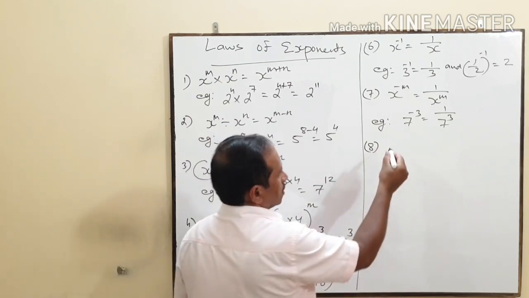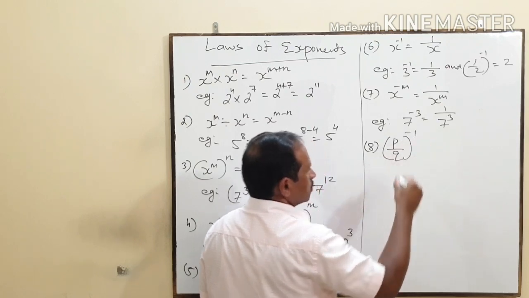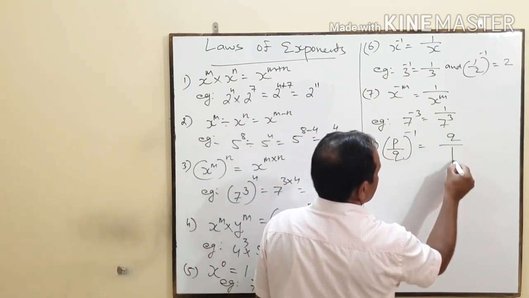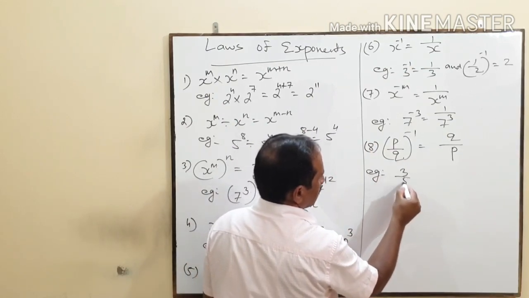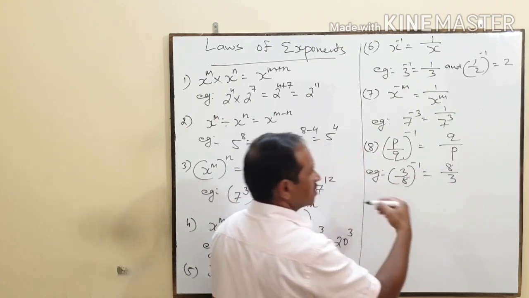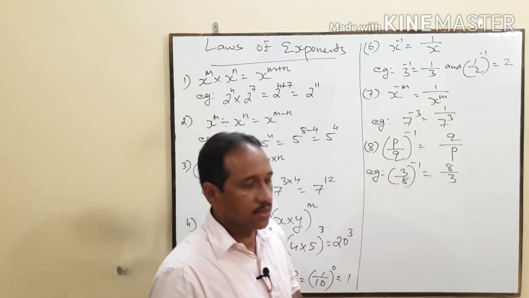That is, p by q is a rational number. So (p/q) the whole raised to minus 1 is equal to q by p. Example, (3/8) the whole raised to minus 1 is 8 by 3. It is also simple, the reciprocal.